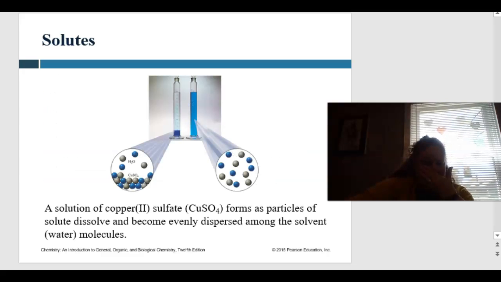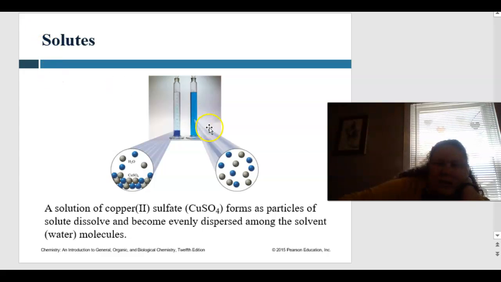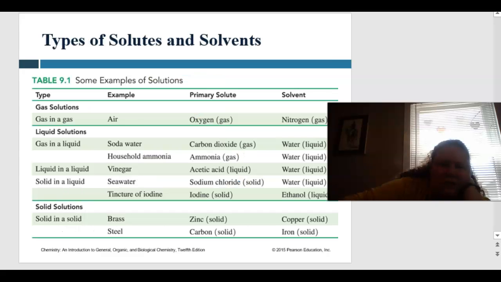All right, so for example, here, a solution of copper II sulfate, which is CuSO4, forms as particles of solute dissolve and become evenly dispersed among the solvent water molecules. So you can see here, it goes from clear to a blue color. So here is a handy little summary table of types of solutes and solvents. Refer back to this when we need to know.